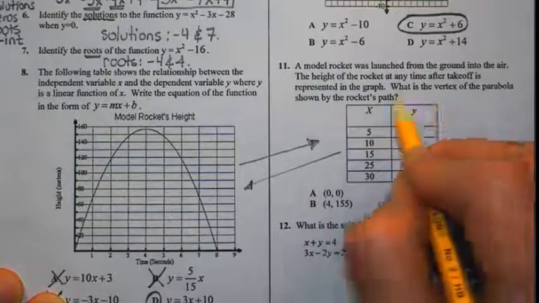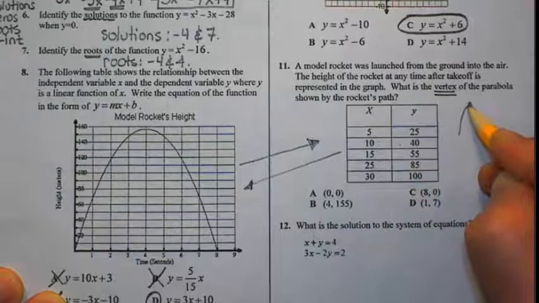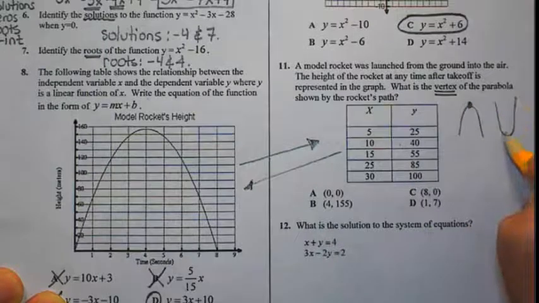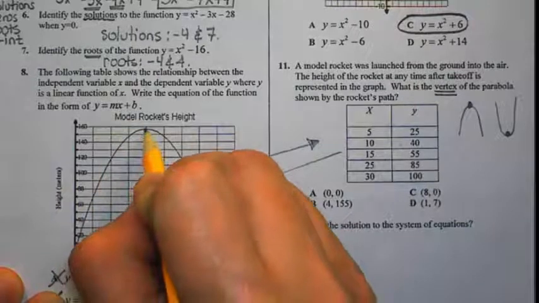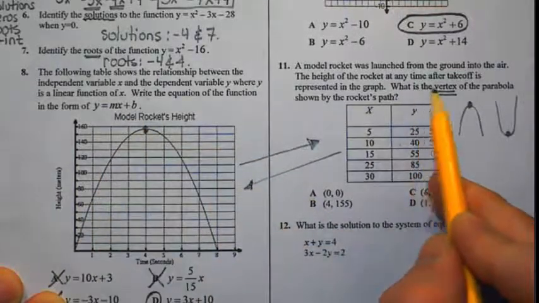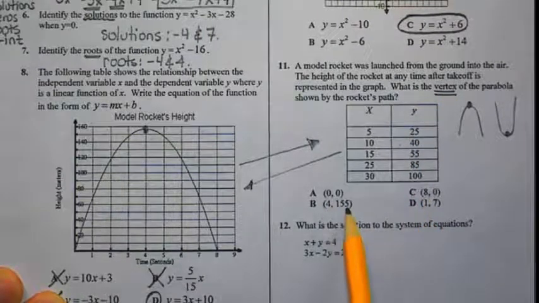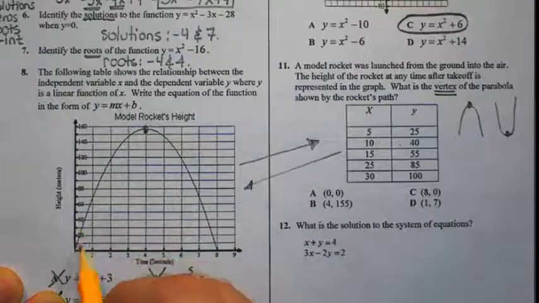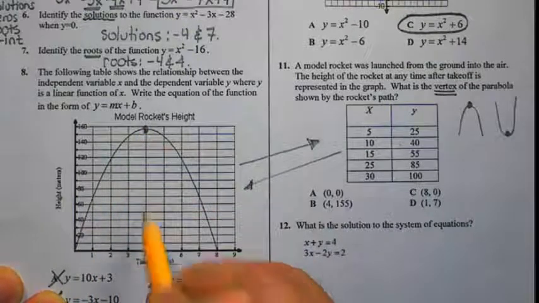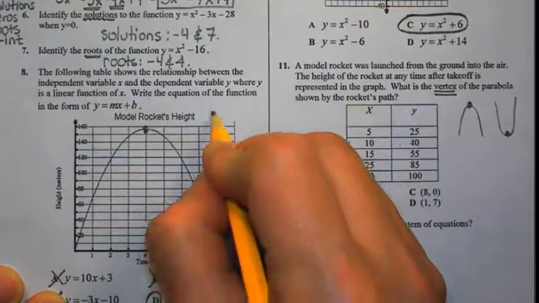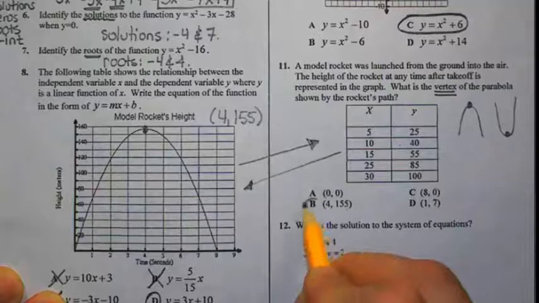The key word in the question is vertex. Vertex in a parabola is either the highest point or, depending on the graph, the lowest point. Looking at this graph, I have a highest point, which is right there. And the problem is, which one is the vertex? Is it 0, 0, 8, 0, 4, 155, or 1, 7? Using my pencil, to go to that point, I'll go 4, and then up 155. So that means this would be 4, 155. So my vertex is letter B.